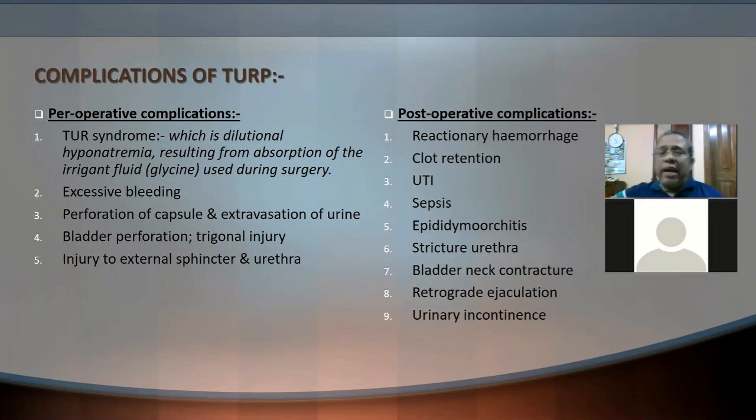And another one is bladder neck contracture. It is one of the complications. After a few years, sometimes the patient presents with retention. That means at the bladder neck there is scarring, the bladder neck becomes narrowed and contracture develops. So that type of patient may need another operation to release the contracture by doing a BNI, bladder neck incision. The other complications are retrograde ejaculation and urinary incontinence. Those two things were already discussed previously.